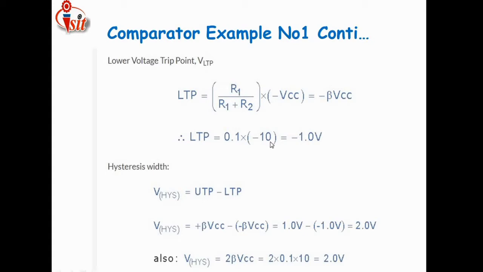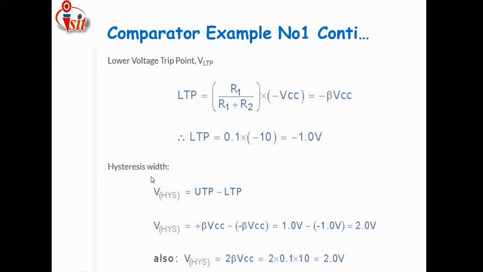What is the value of VCC? They have given 10 volt. I have put it here as it is. 10 volt, and what value comes into the picture? 10 into 0.1 is equal to minus 1.0 volt. That means minus 1 came into the picture as the lower trip point. Then what is the value of the upper trip point? The upper trip point value is 1. And what is the value of the lower trip point? The lower trip point value is minus 1.